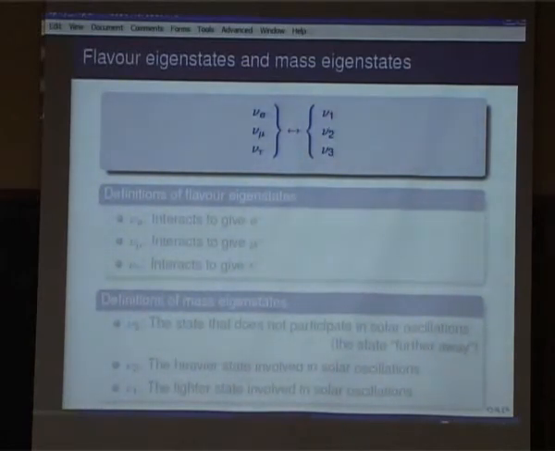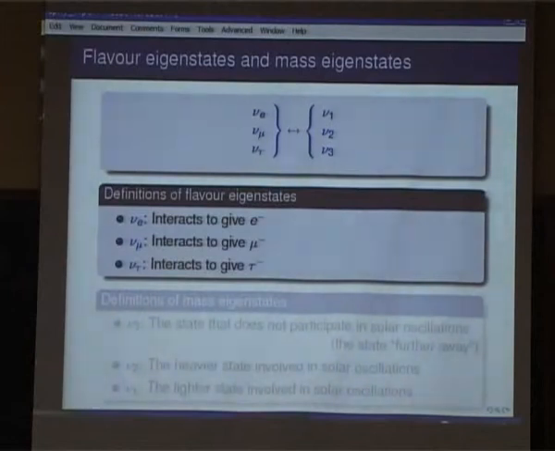So let's go straight. Flavor eigenstates, we already saw in the beginning. Okay, nu e is something that interacts with matter and gives out an electron. Similarly, nu e bar would be something that interacts with matter and gives out a positron. Nu mu is something that gives us a muon, nu tau is something that gives us a tau. Okay. So this is our definition of flavor eigenstates at this point. What about mass eigenstates? Now we have to be slightly careful because we have nu 1, nu 2, nu 3 and we haven't defined any of them yet.